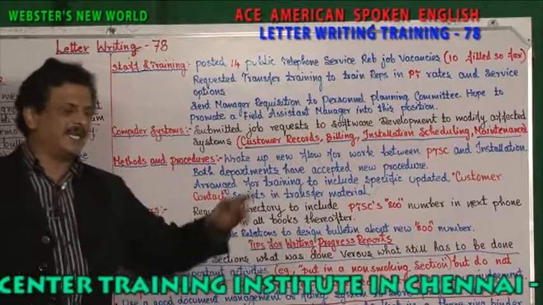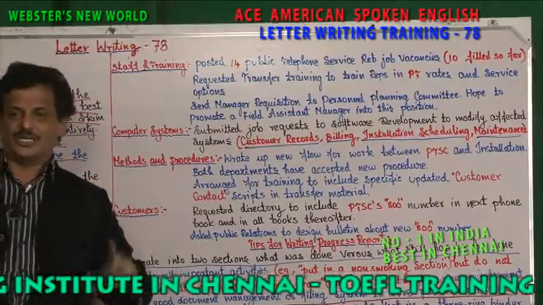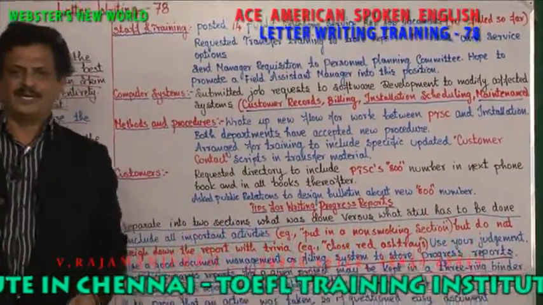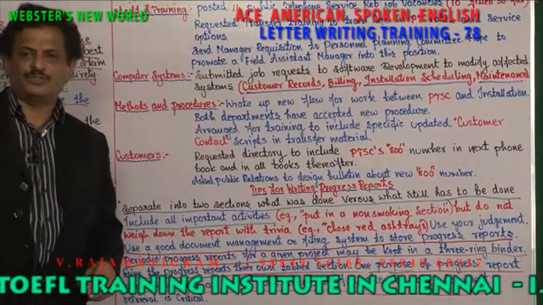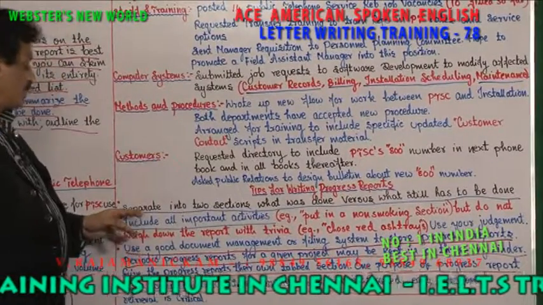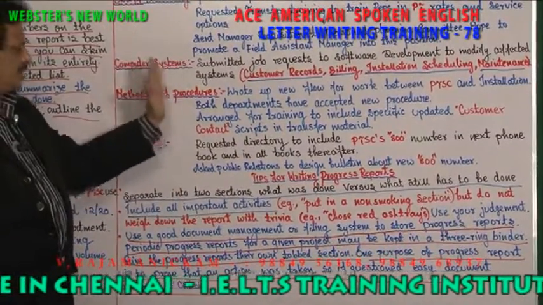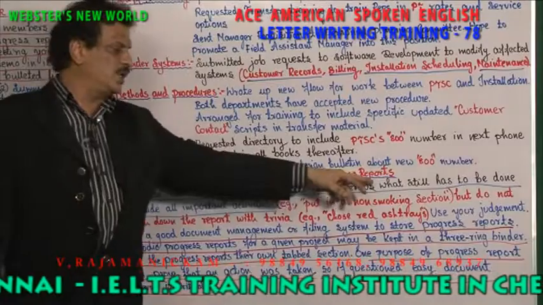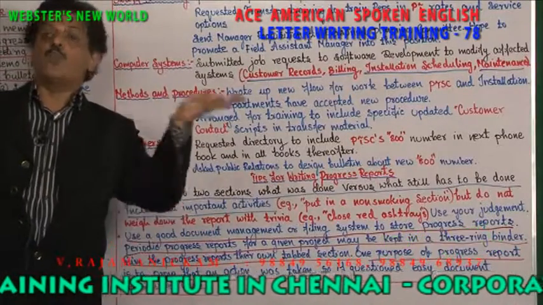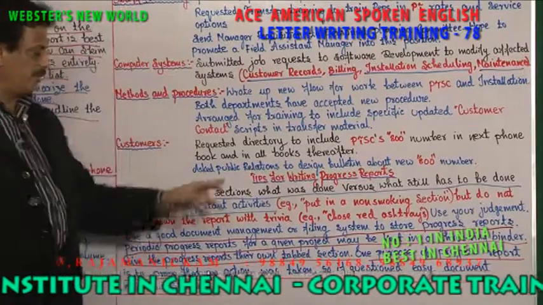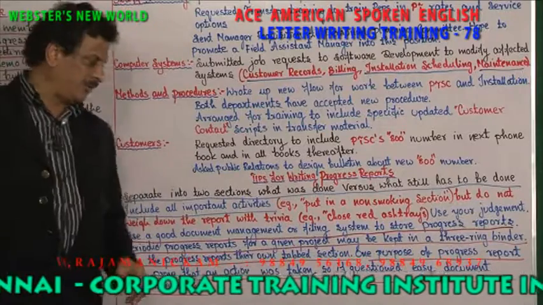So, tips for writing progress reports. How do you write a progress report in an organization, in a company? Maybe you are in a department where you have to write a letter to your chief executive officer on how the progress is going. Separate into two sections: what was done versus what still has to be done. So far, what is the progress and what you have to achieve? Include all important activities.